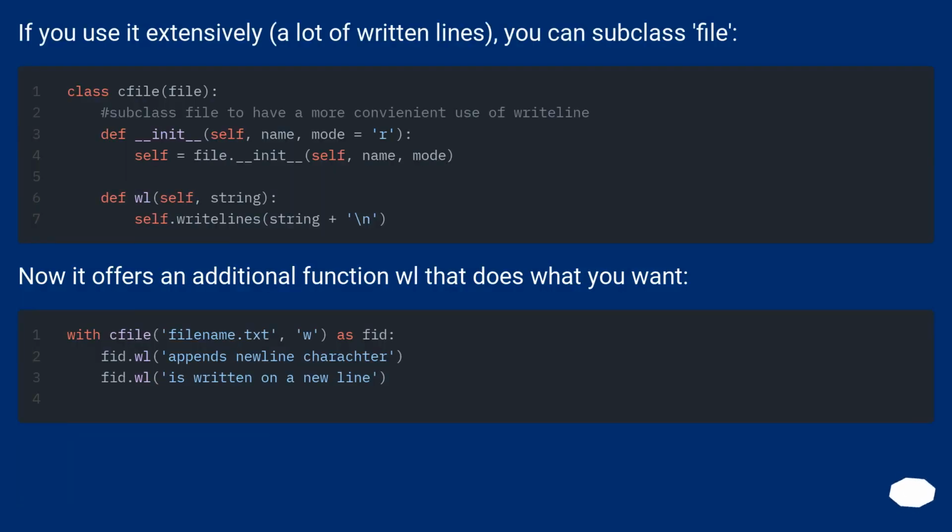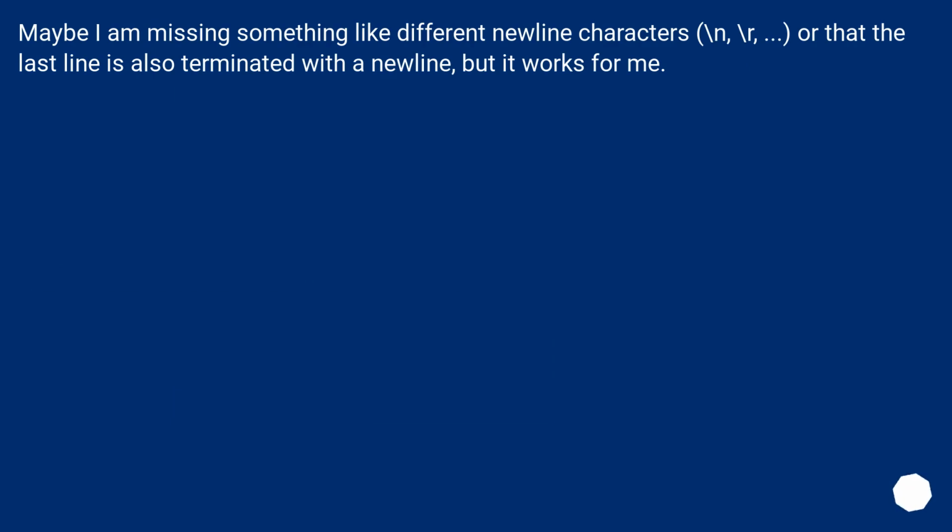If you use it extensively, a lot of written lines, you can subclass file. Now it offers an additional function WL that does what you want. Maybe I am missing something like different newline characters, \n, \r, or that the last line is also terminated with a new line, but it works for me.